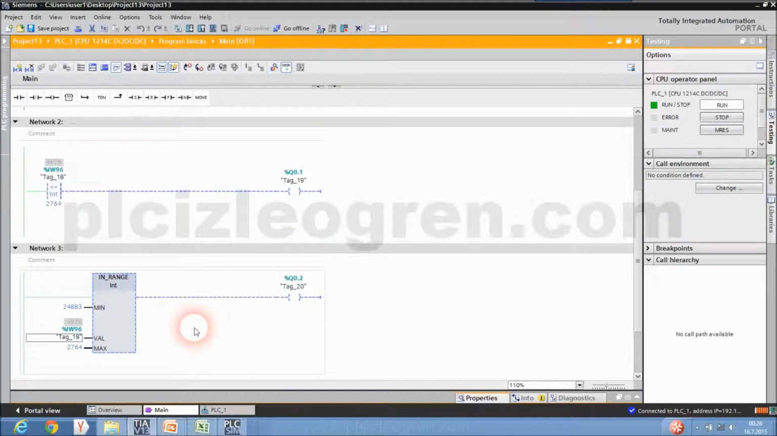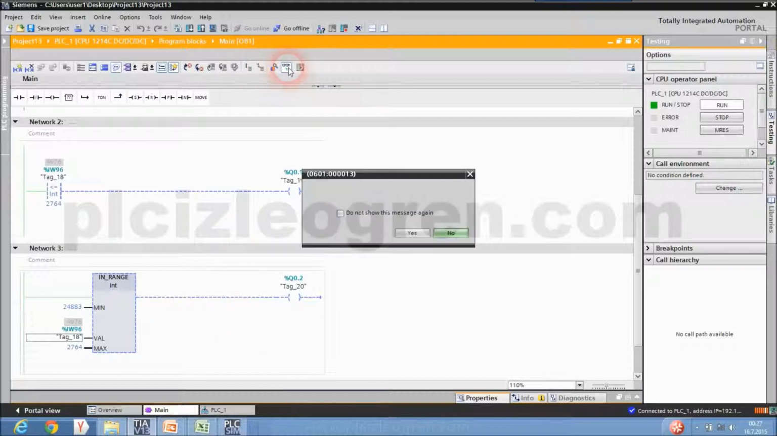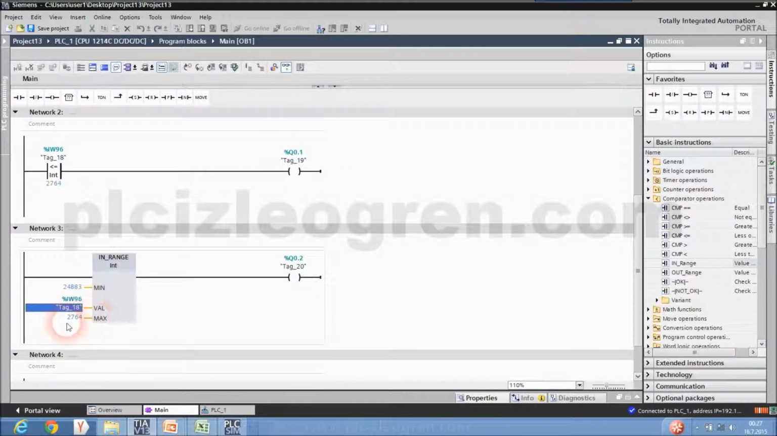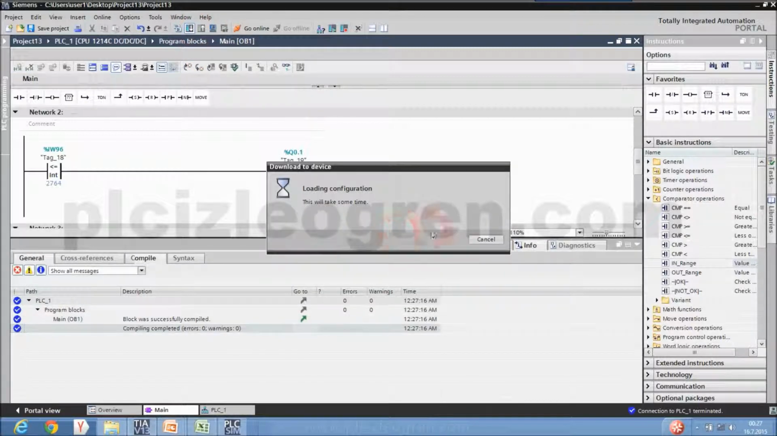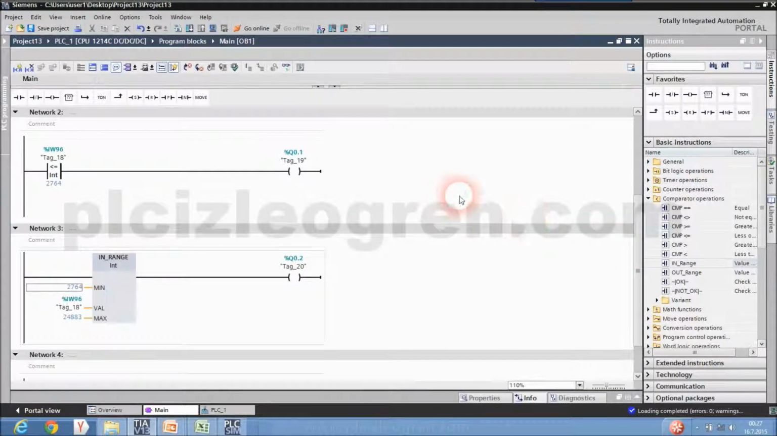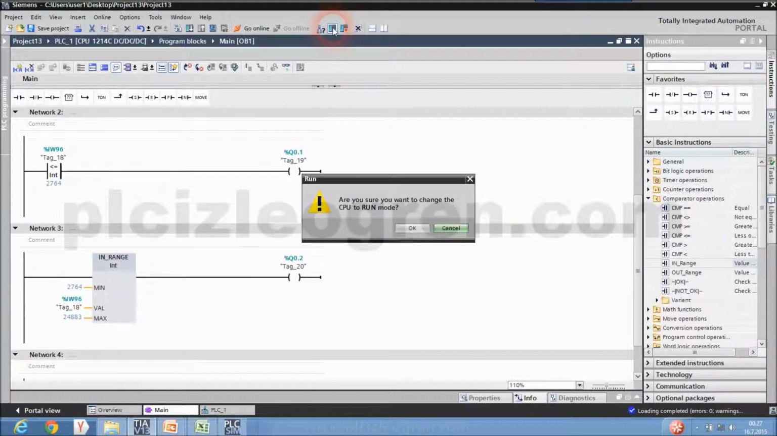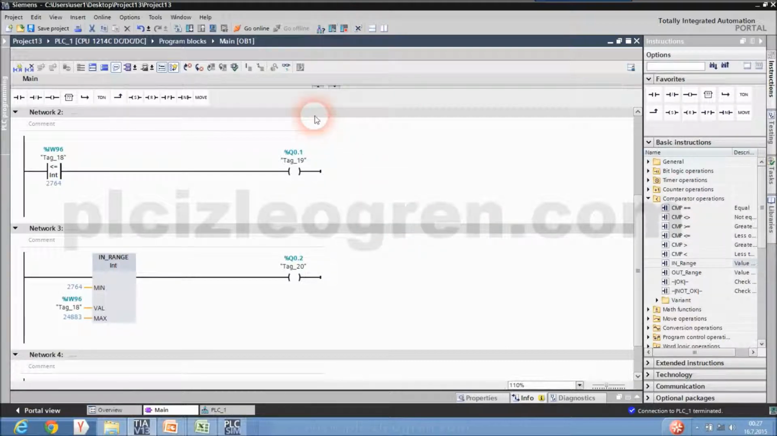Look, we have made a mistake here. I will correct that. I set maximum 2764 here, but that is actually minimum. The 24,888 log, that should be 2764. We have made a mistake in the program. Now we will start our PLC like this. Open the glasses now and look at the pressure here.